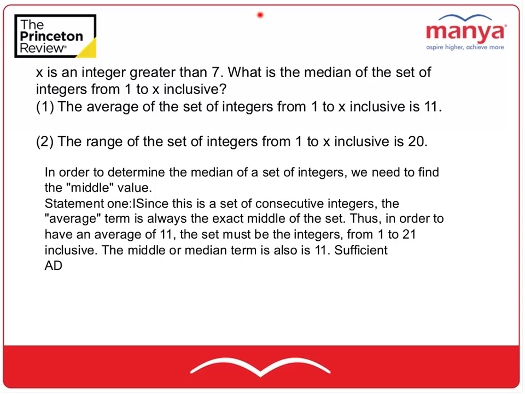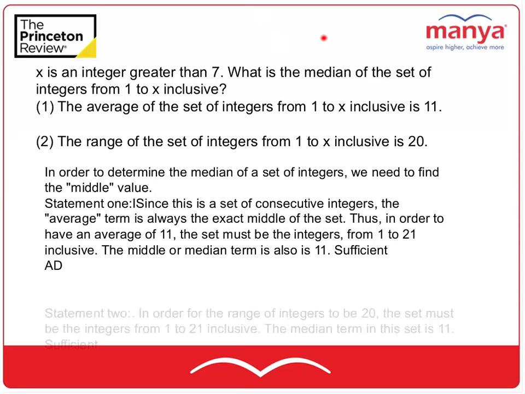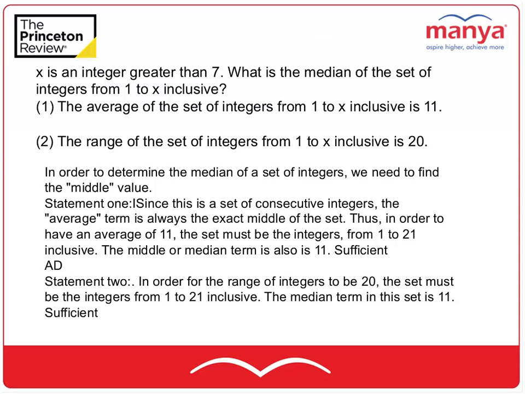When I know it is 21, what can I infer? What is the question we are looking for? The median of the set of integers. So what is the median going to be? I know it is going to be from 1 to 21 and they are a set of integers, so my median is going to be the same, 11. So the median is 11. I am getting the same.